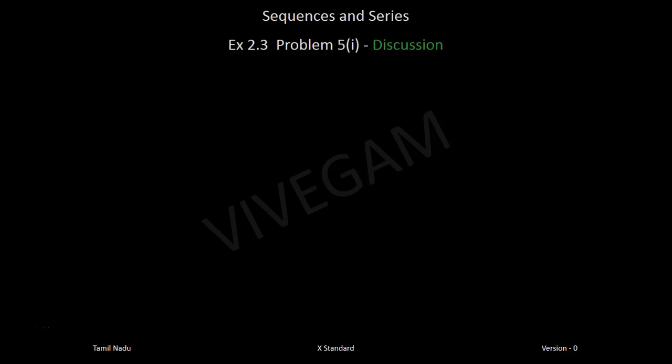Exercise 2.3, Problem 5, Division 1, Discussion. Which term of the geometric sequence 5, 2, 4/5, 8/25 is 128/15,625? Okay, so let's mark.